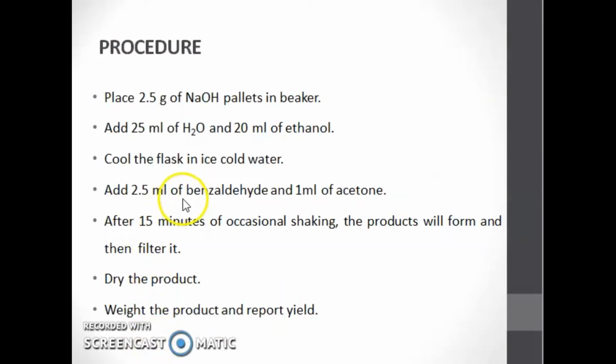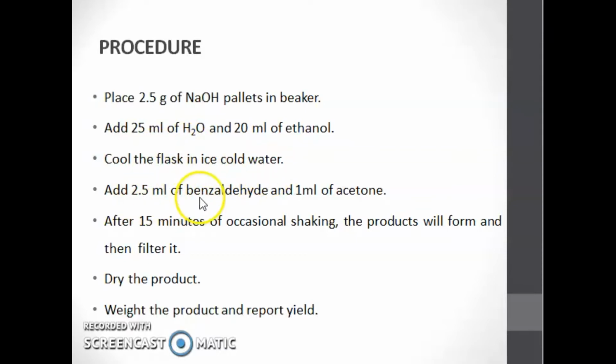Now we will see the procedure which we have to use for the synthesis. You have to take 2.5 gram of sodium hydroxide pellets in a beaker. Then add 25 ml of water and 20 ml of ethanol. After addition of the water and ethanol to the sodium hydroxide pellets, you have to cool the flask in ice cold water.